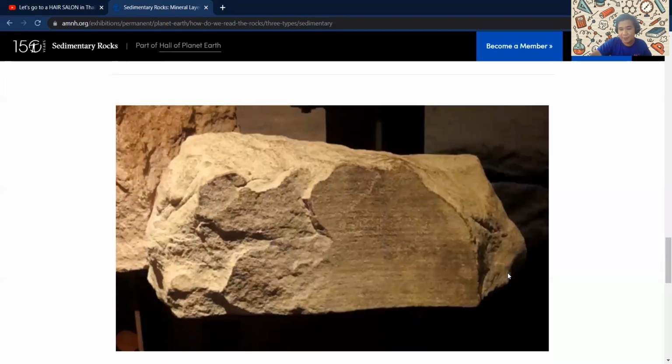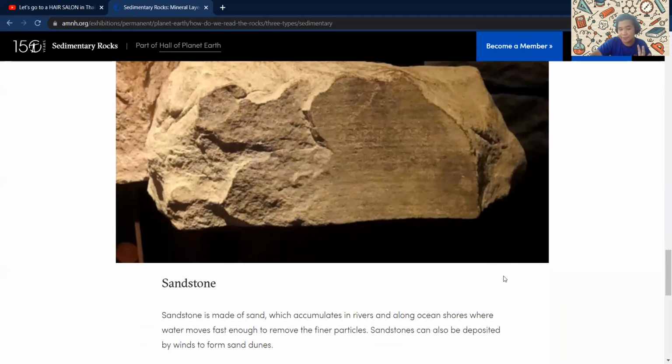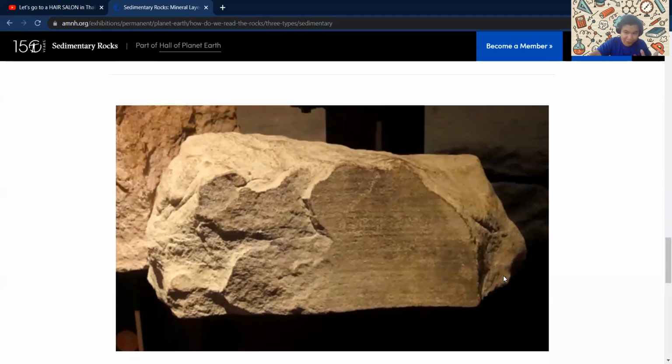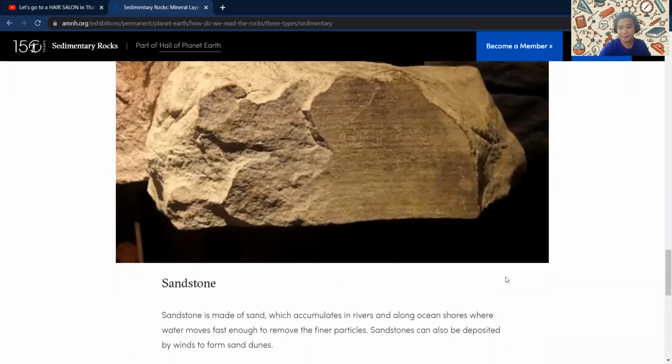Next, this one, this big example right here is called a sandstone. A sandstone, if you can guess, it's actually made of sand. That's why it's called a sandstone. Sandstone is made of sand which accumulates in rivers and along ocean shores where water moves fast enough to remove the finer particles. Sandstones can also be deposited by winds to form sand dunes.